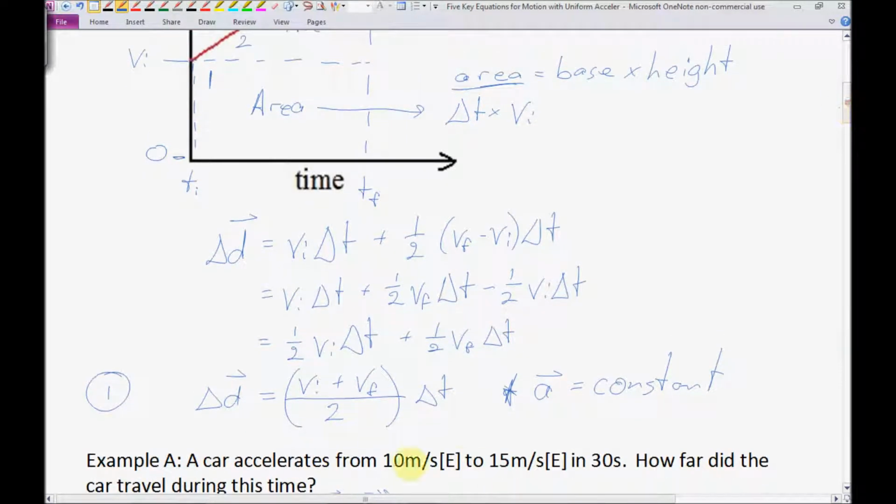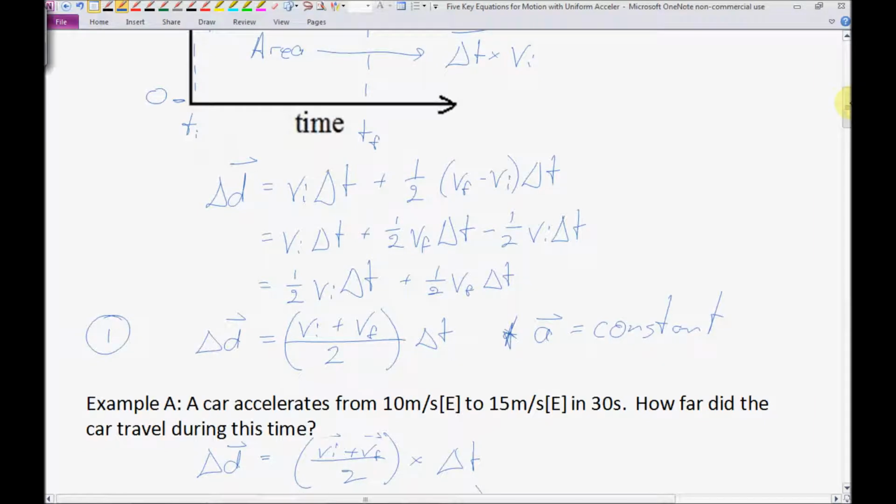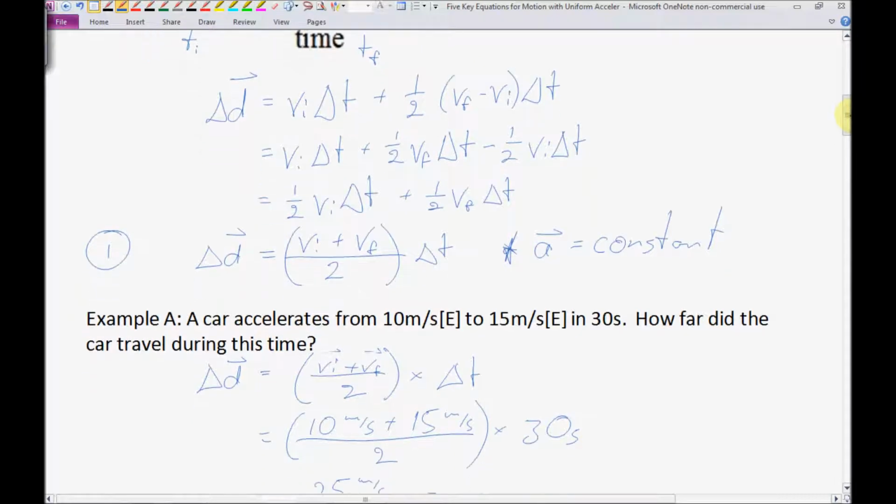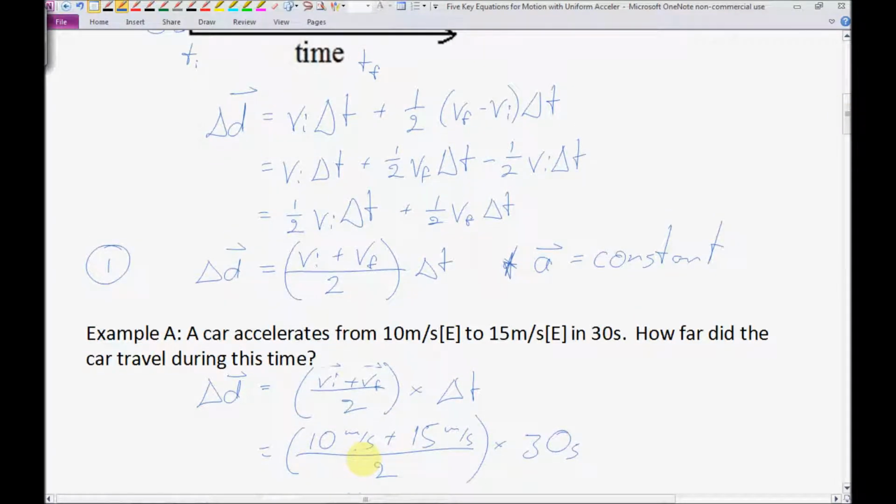Here's our first example to use with equation 1. A car accelerates from 10 meters per second east to 15 meters per second east in 30 seconds. How far did the car travel during this time? So we're going to employ equation 1, delta d equals (vi plus vf) over 2 times t, and plug in the values. The initial velocity is 10 meters per second. Final velocity is 15 meters per second.